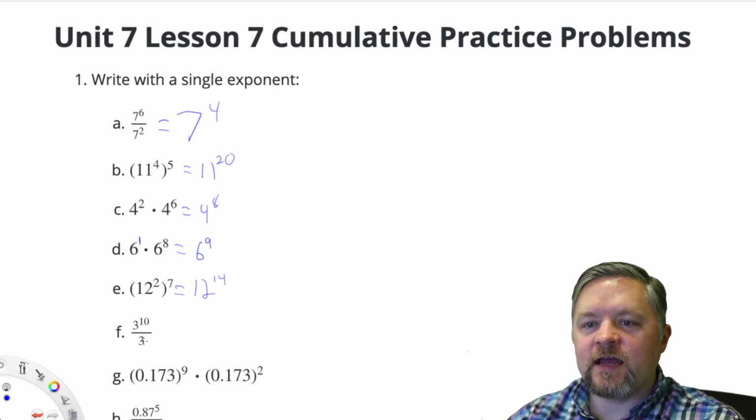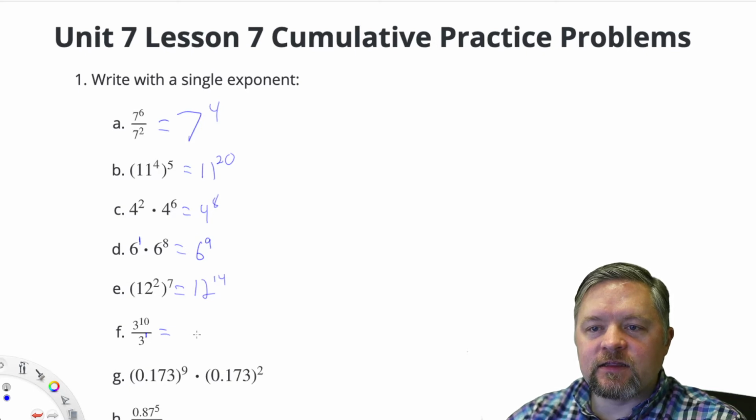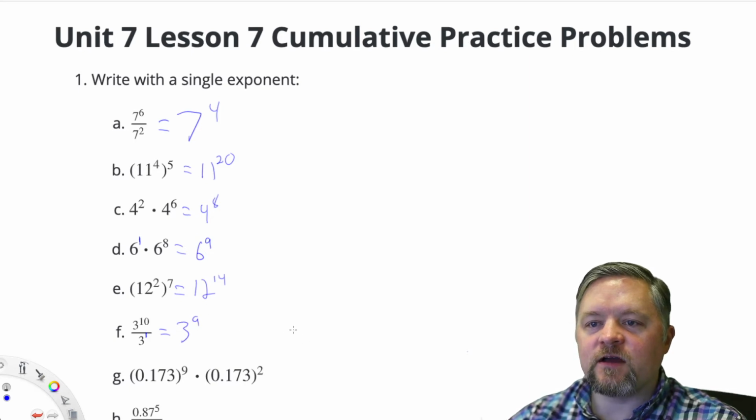3 to the power of 10 divided by 3. We are subtracting the exponents. There's no exponent shown, so it's a 1. So that is 3 to the power of 9.